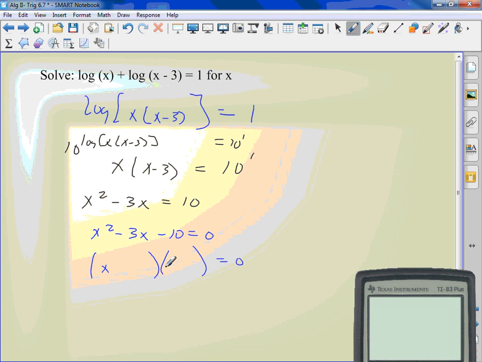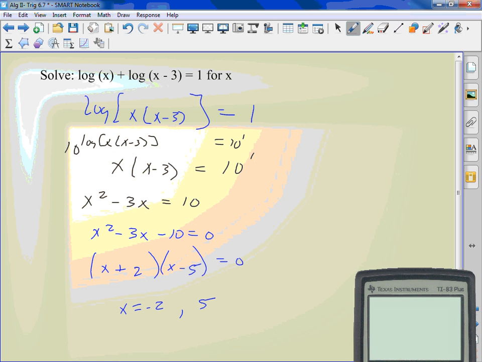X and x. One has to be plus, one has to be minus. The bigger one has to be minus. Two numbers that multiply to give me negative 10 and add to negative 3: positive 2, negative 5. My answers are negative 2 and 5.